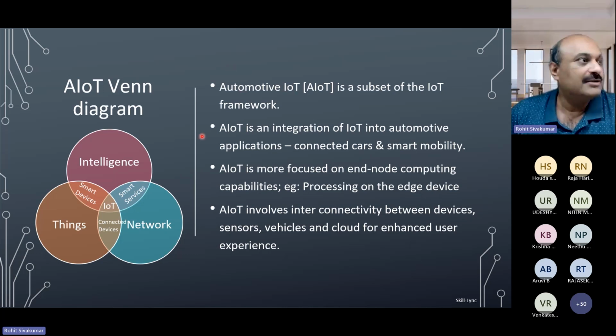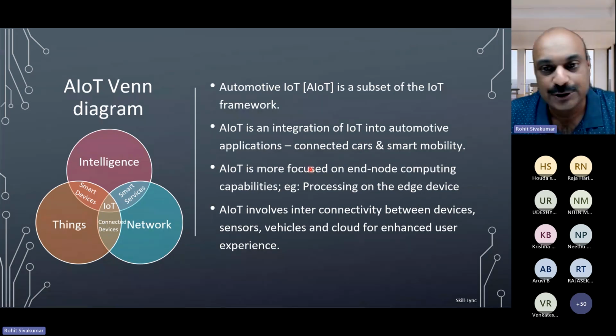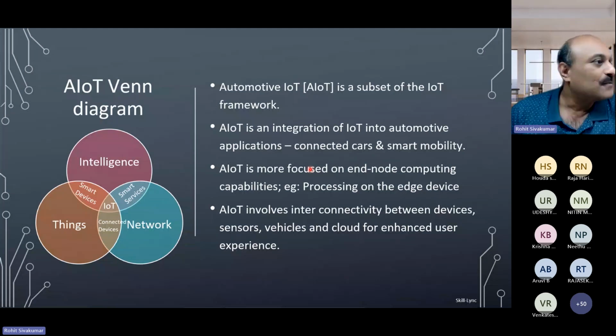So automotive IoT is nothing but a subset of this IoT segment, but specialized for automotive applications. So smart mobility, connected cars, vehicle to vehicle interactions, vehicle to infrastructure interactions. Those are things which will fall under this segment.